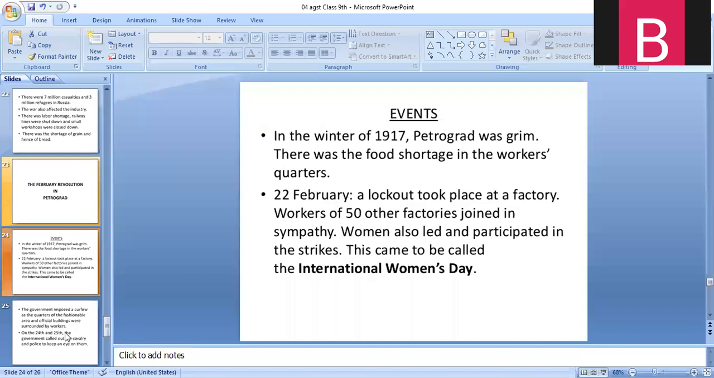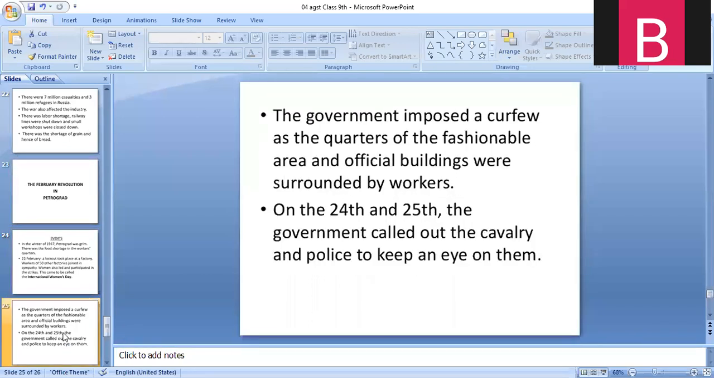Demonstrating workers crossed from the factory quarters to the center of the capital. But at that time, no political party was actively organizing the movement. The fashionable quarters and official buildings were surrounded by the workers. So the government imposed a curfew, and demonstrators dispersed by the evening. But again, they came back on the 24th and the 25th. So the government called out the cavalry and police to keep an eye on them.